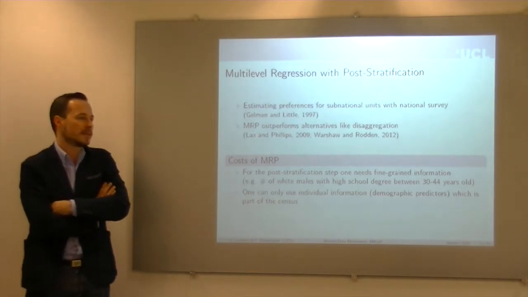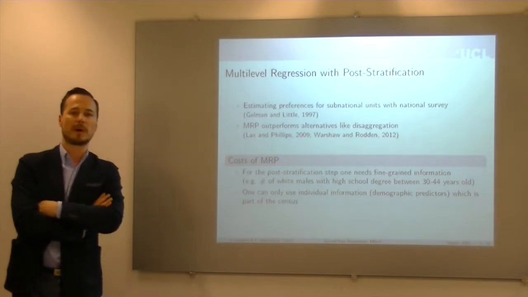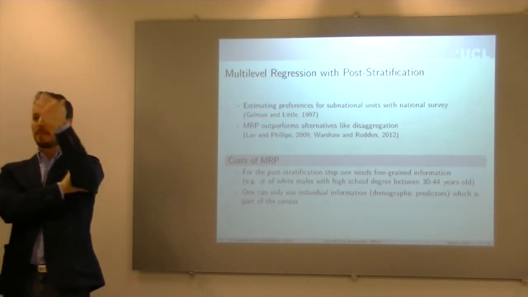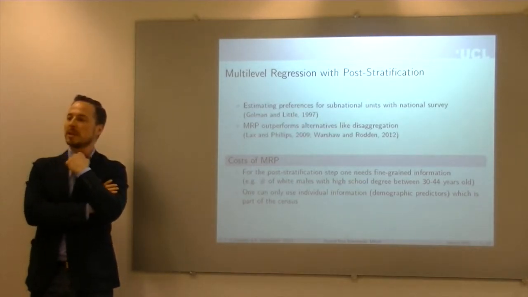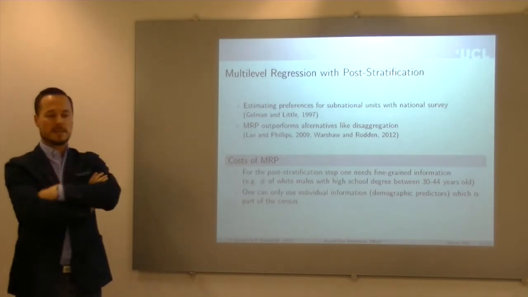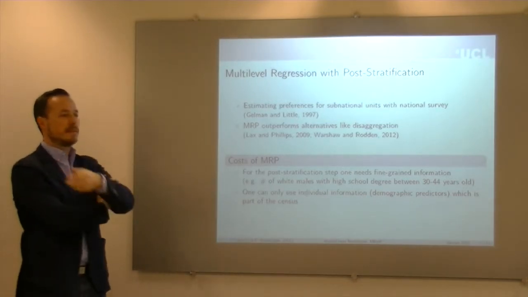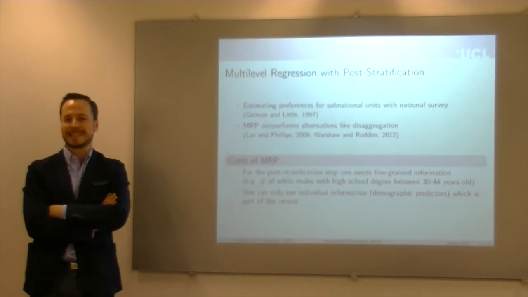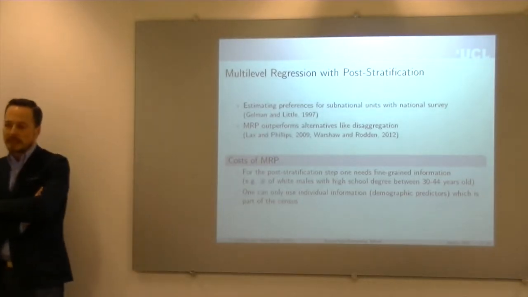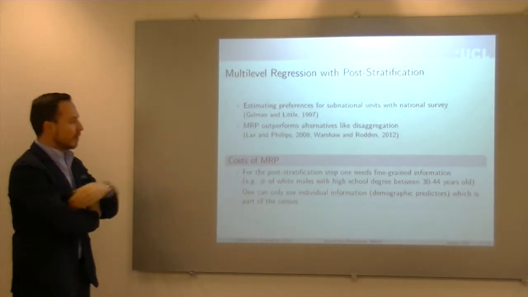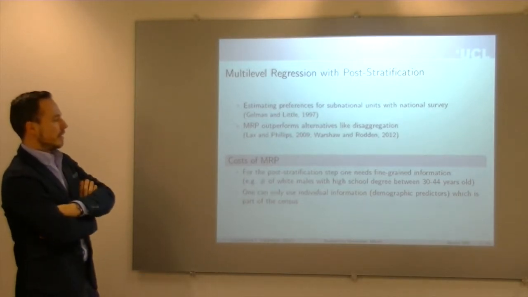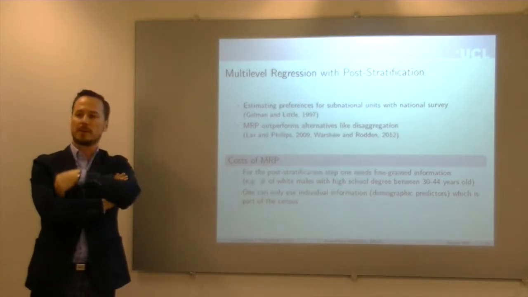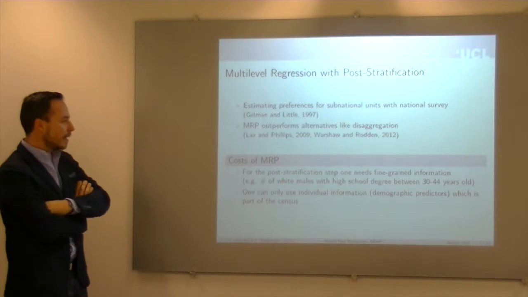What were other standards? Well, one very simple way is that you can just take your national survey and look at how many people say yes to a specific question from a specific state, and that would be your estimate. That would be disaggregation. Probably not the best you could do, but it's often used as a benchmark to show how much better you can do when you use MRP.